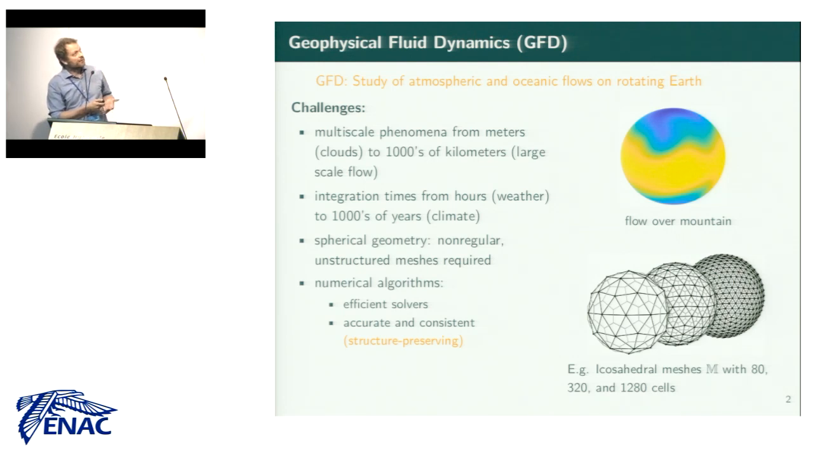simulations. We have a spherical geometry, so that means we don't have regular meshes, so our discretizations have to cope with unstructured, non-regular meshes, like shown here. Icosahedral meshes are often used in these situations. And we need numerical algorithms that are efficient, so we have these long integration times with a lot of degrees of freedom, a lot of processes, and we want to have accurate and consistent discretizations. The acronym for this one is structure-preserving discretization.